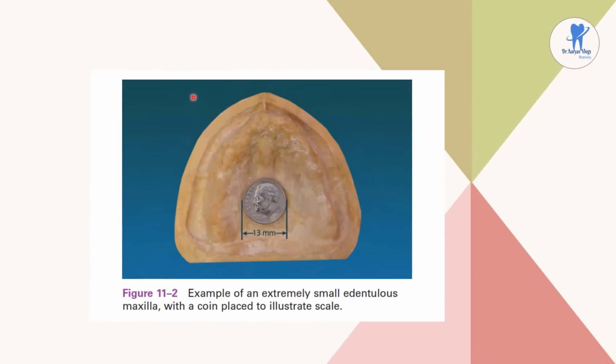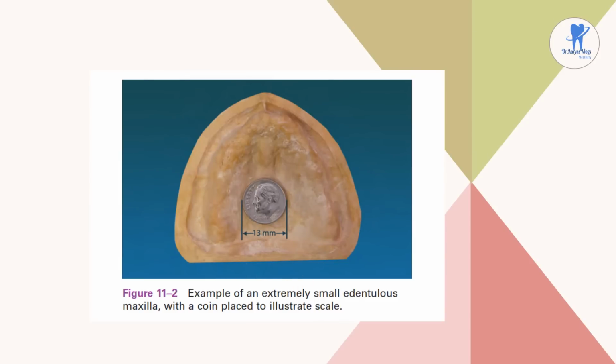Although the size and shape of the residual ridges cannot actually determine a specific mold selection, they are important guides to overall size. So large maxillary ridges will require teeth with a width of the 6 anteriors on a curve, that is canine to canine, of at least 53 mm, and small ridges will usually be less than 50 mm. This is an example of an extremely small edentulous maxilla with a coin placed to illustrate the scale.